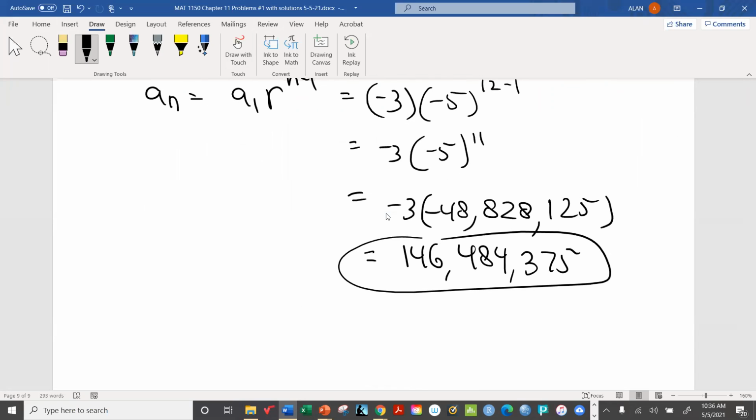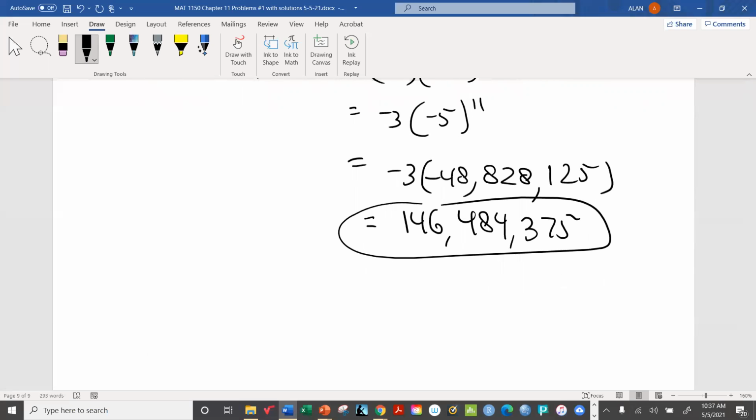So you can imagine what the sum is going to look like. Whoa. Well, not necessarily. Now remember, half the terms are negative and half of them are positive. So the sum might not be an enormous number. All right, so the first term was -3, way back in the beginning. The common ratio is -5.